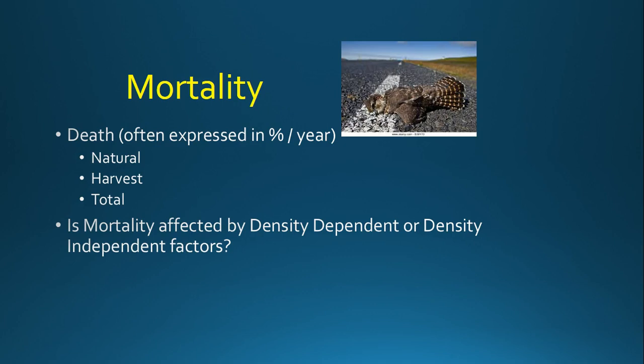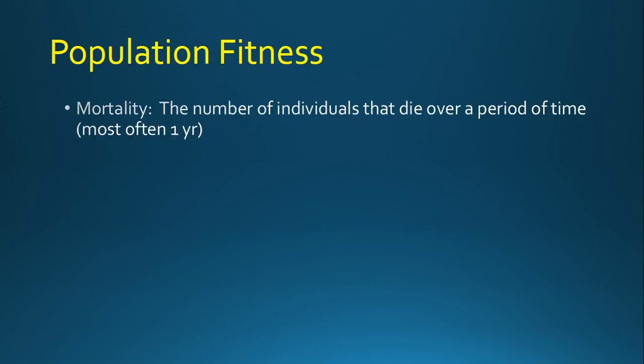So we might report only harvest mortality, or only natural mortality, or we might report it as a total. So the question then is, is mortality affected by density dependent or density independent factors? Well, I'm going to skip that question. That depends, and we need to understand density dependence, and we'll get to that here in a second.